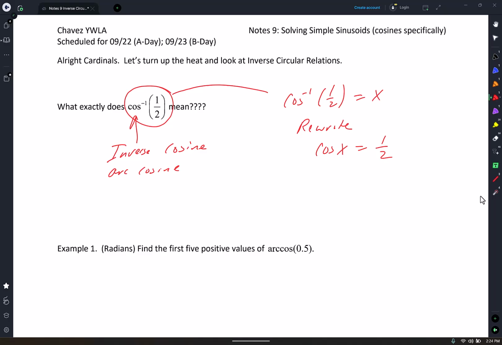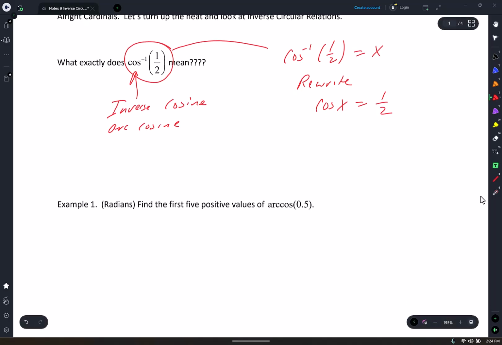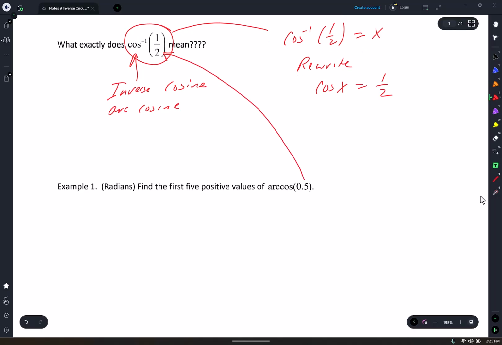So that's all it means. And on the unit circle, example 1. Chav, why did you put a 0.5 instead of a half? I don't know, guys. When I'm typing this out, sometimes I feel like a fraction, sometimes I feel like a decimal. It doesn't mean it's not the same. That 1/2 means the same as that. So find the first 5 positive values of arccosine of a half. Remember what that means. That means cosine of what angle equals a half. On the unit circle.